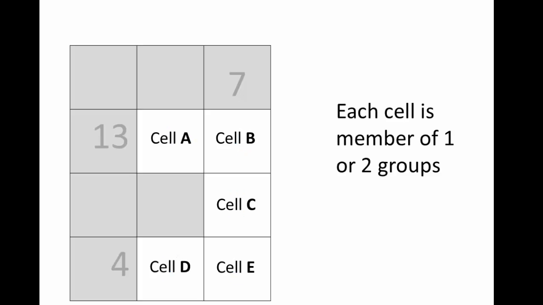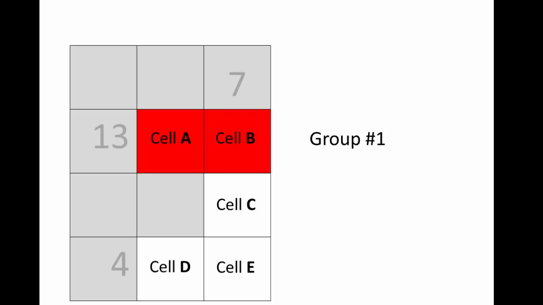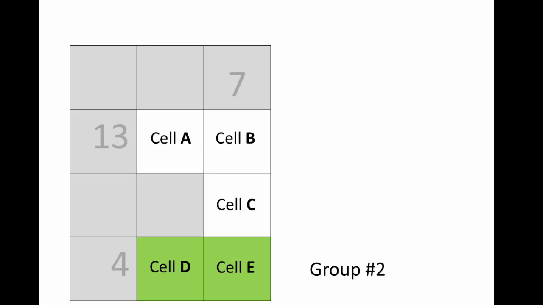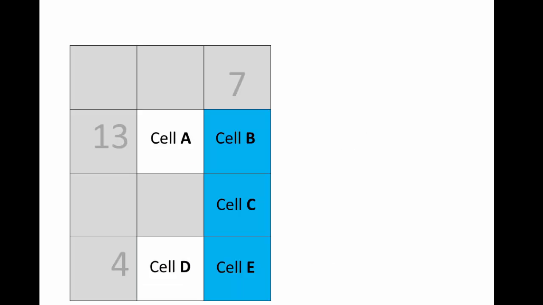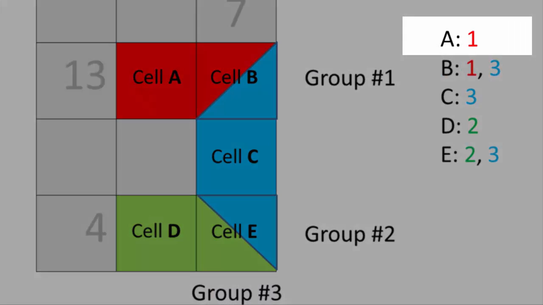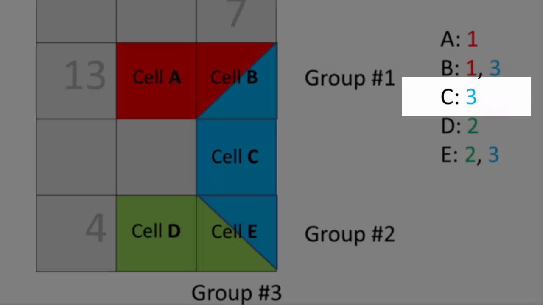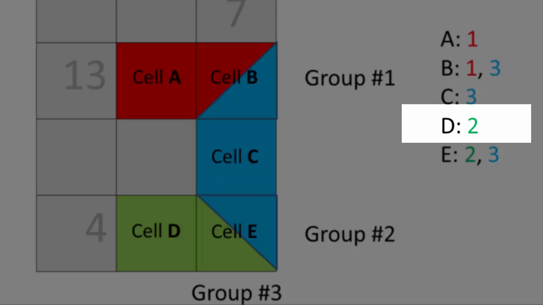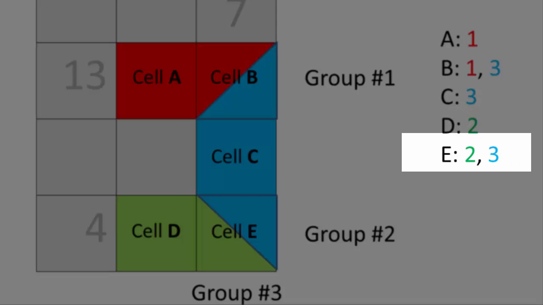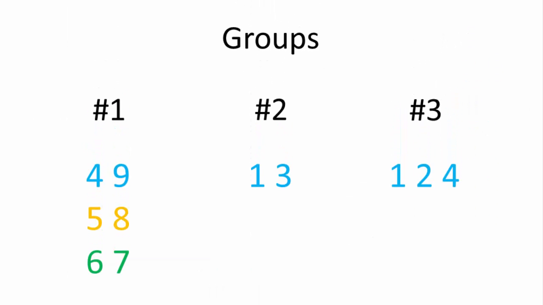We can see that each cell is a member of one or two groups. This is group number 1, group number 2, group number 3. We can see that cell A belongs to group number 1 only. Cell B belongs to groups 1 and 3. Cell C belongs to group number 3 only. Cell D belongs to group 2 only. And cell E belongs to groups 2 and 3. And these are the only possible combinations for each group.